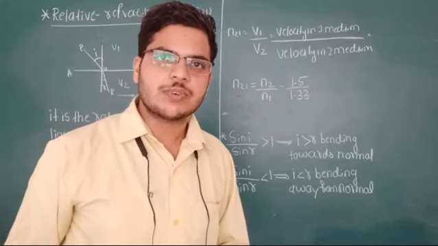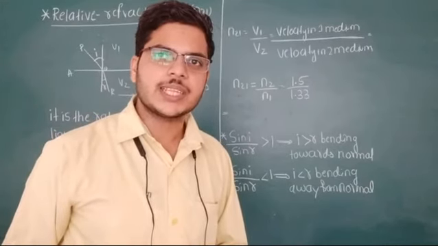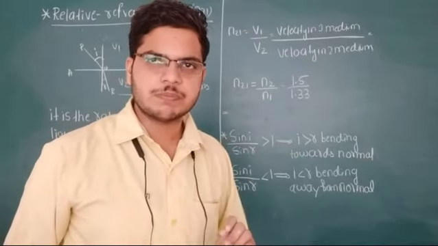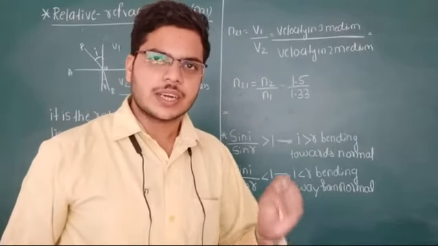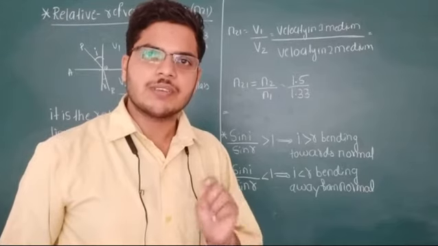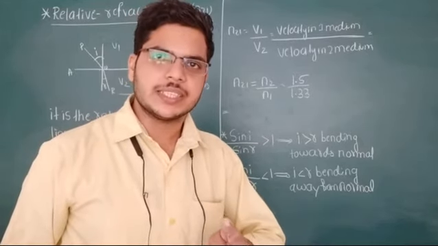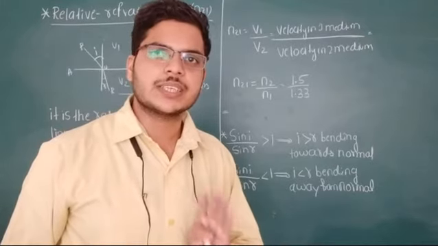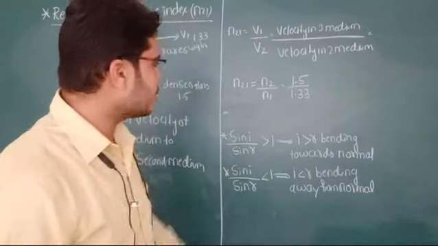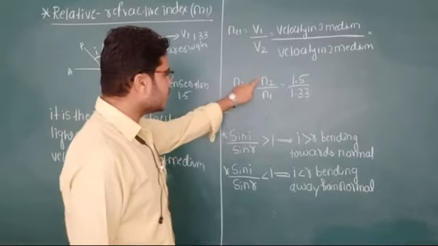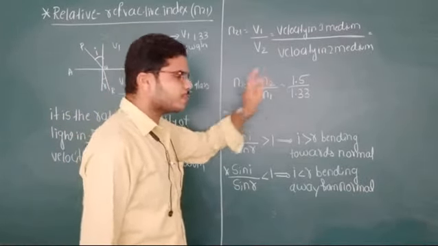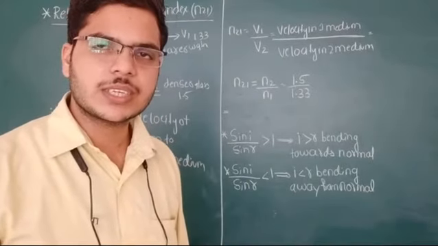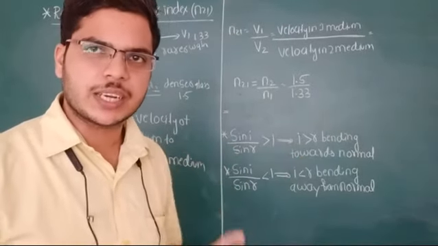In absolute refractive index, we are finding the optical density of the denser medium compared to the air medium. But in relative refractive index, we are comparing optical densities between two mediums other than air. Therefore, N21 can be written as N2 by N1, 1.5 divided by 1.33. It is greater than 1. Is it clear? Denser medium divided by rarer medium.